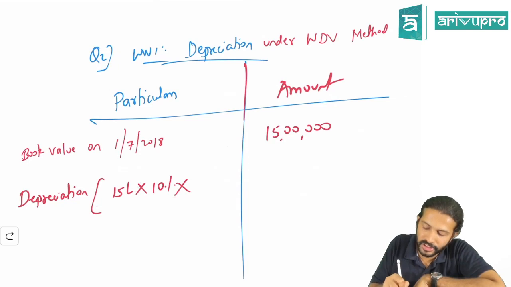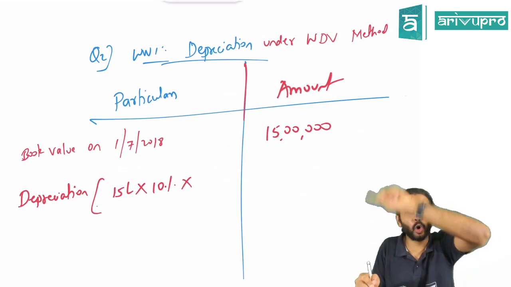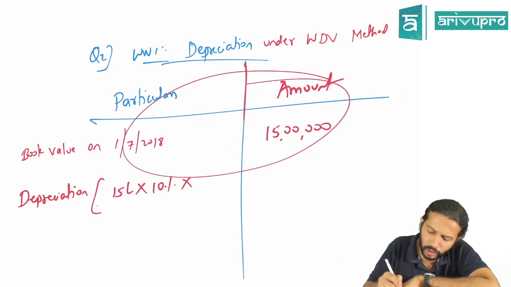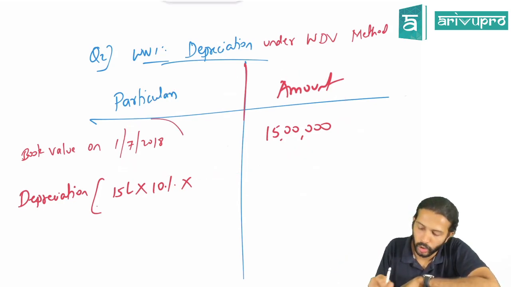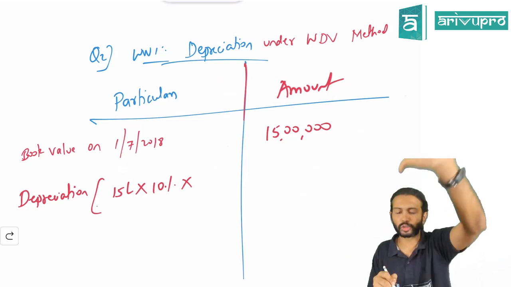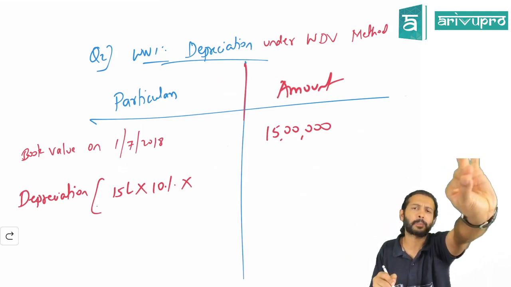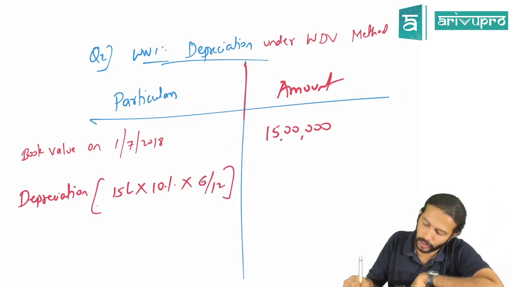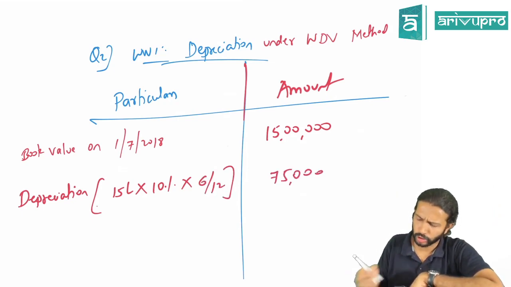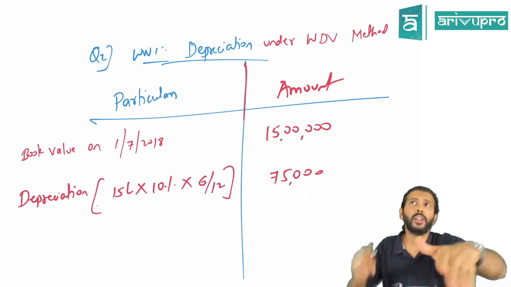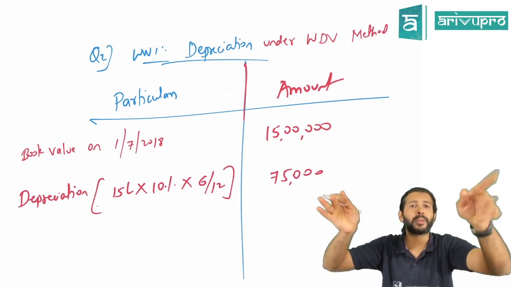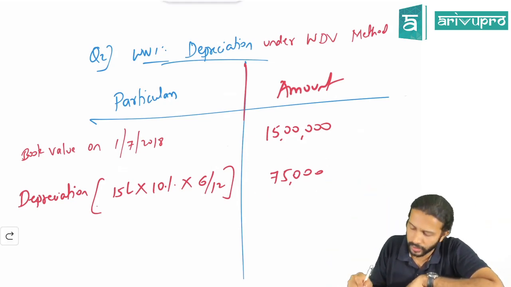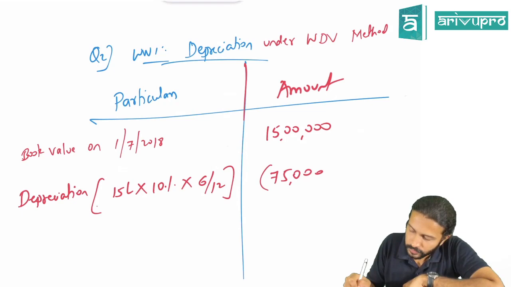But this 10% is per annum, meaning it's for the whole year. Did you use the asset for the whole year in 2018? No. It's available for use only from July: July, August, September, October, November, December. Only for 6 months it is available. So you multiply by 6 by 12. That means you're going to get 75,000 only. So that is same as straight line method? Yes. Written down value method and straight line method, in the first year, generally give you the same depreciation. Alright. So this is 75,000.